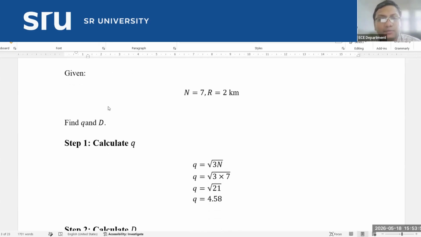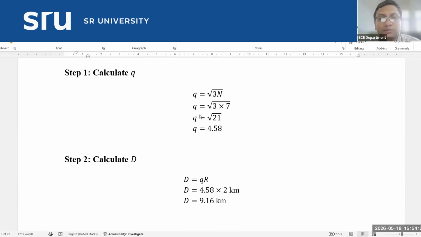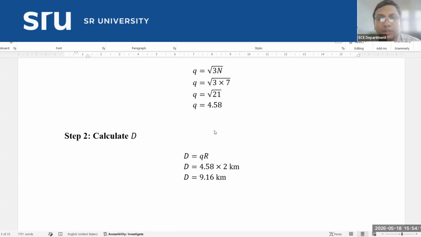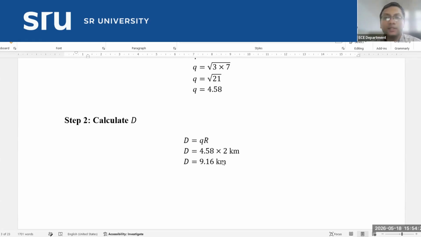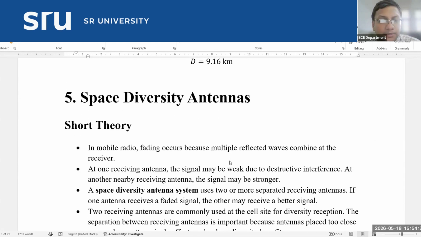Let us take another problem. Suppose the cluster size is 7, R is equal to 2 kilometers. Now find Q and D. First we need to calculate Q. Q is equal to root over 3N, so 4.58, or near 4.6. I would recommend that you keep it 4.58 only. Don't make it 4.6. Then you should calculate D. D is equal to QR, so 4.58 into 2 kilometers, that is 9.16 kilometers. So by remembering such small equations, you will be able to solve many easy problems.